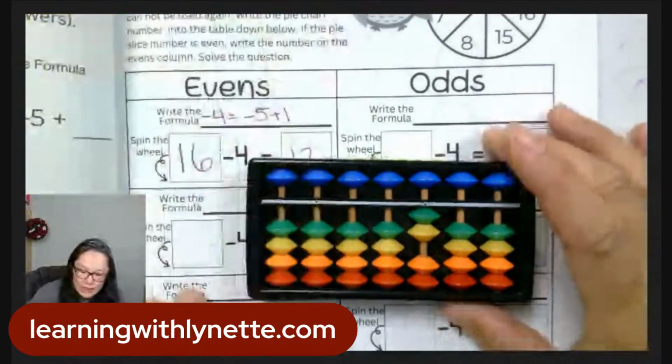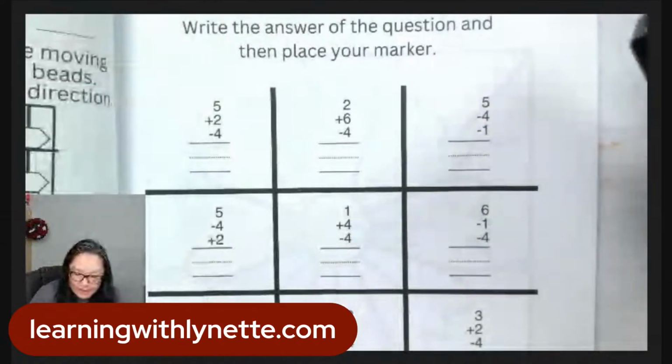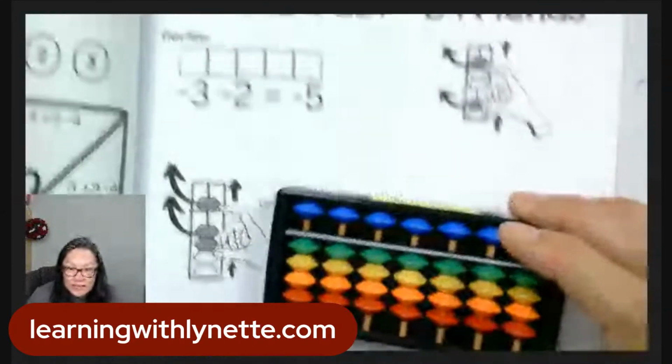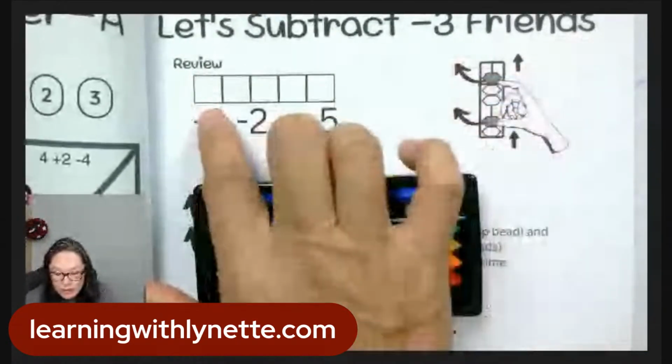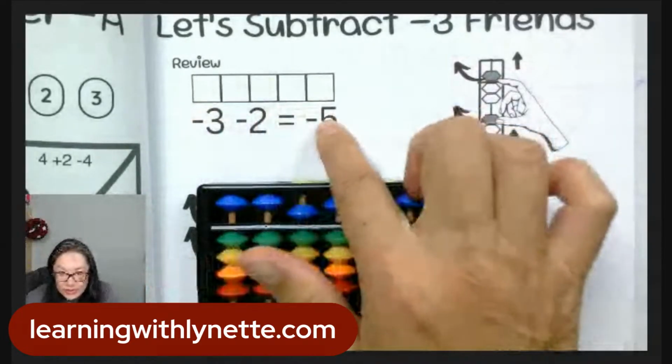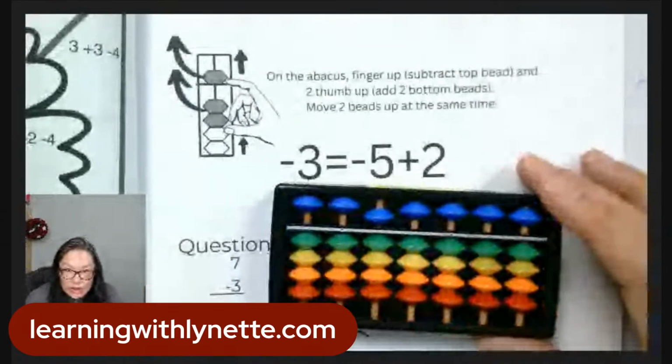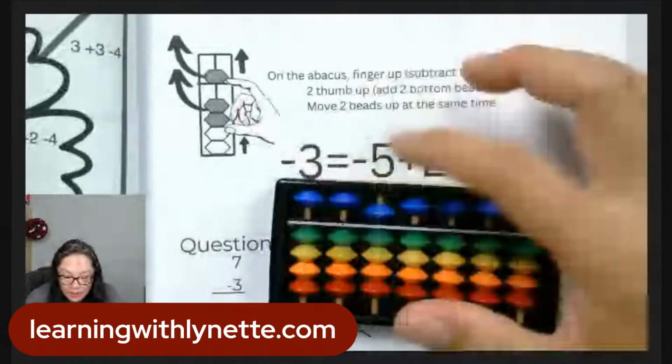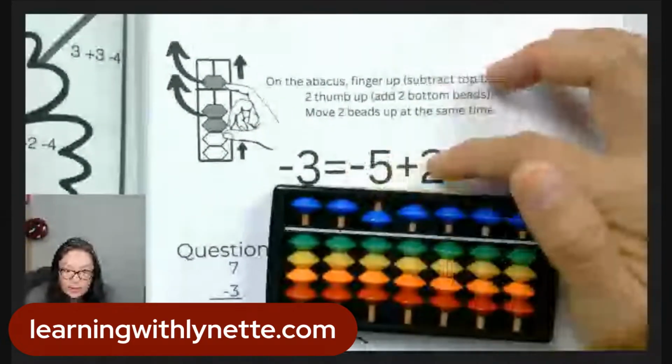All right, so that is minus the 4. Yay! Here is minus 3. When we take away the 3, we want to use this as a review. Minus 3 minus 2 equals minus 5. So then we need to move the beads up. We want to minus the 5 plus the 2.